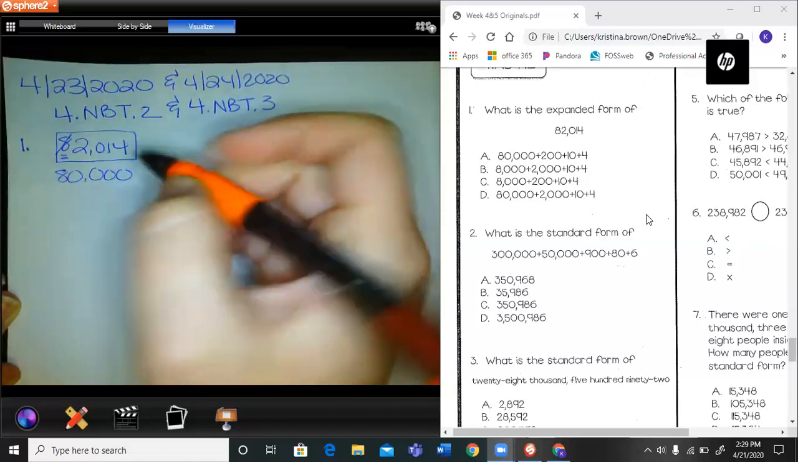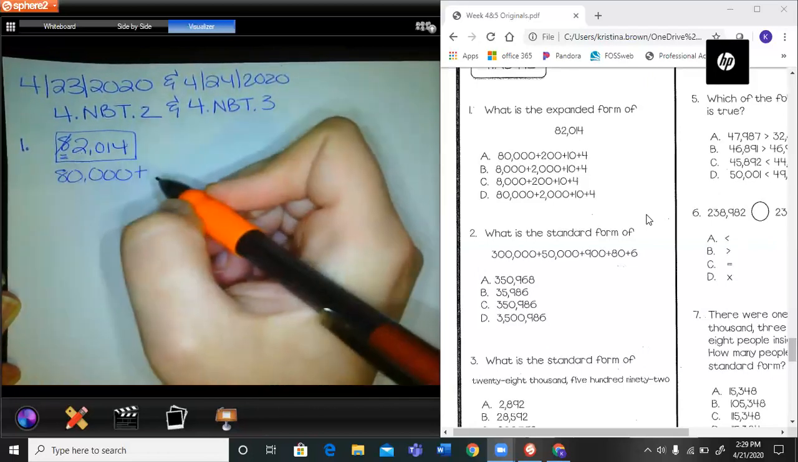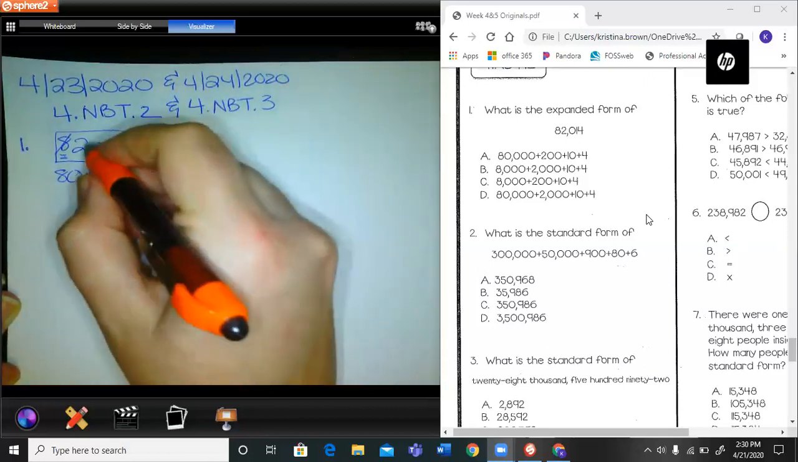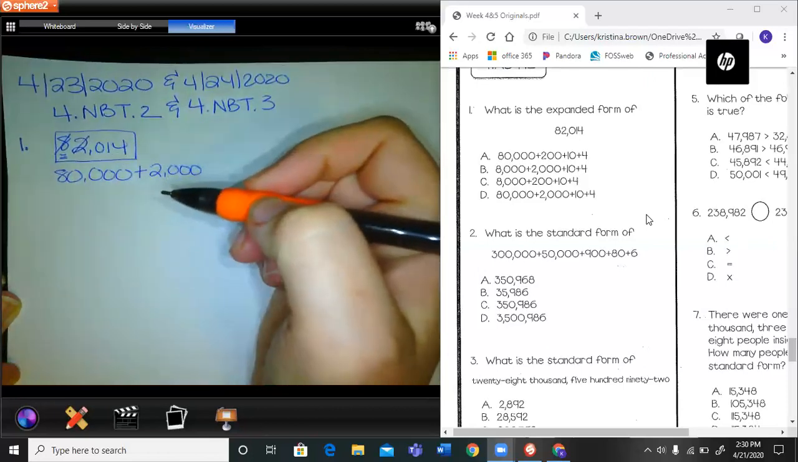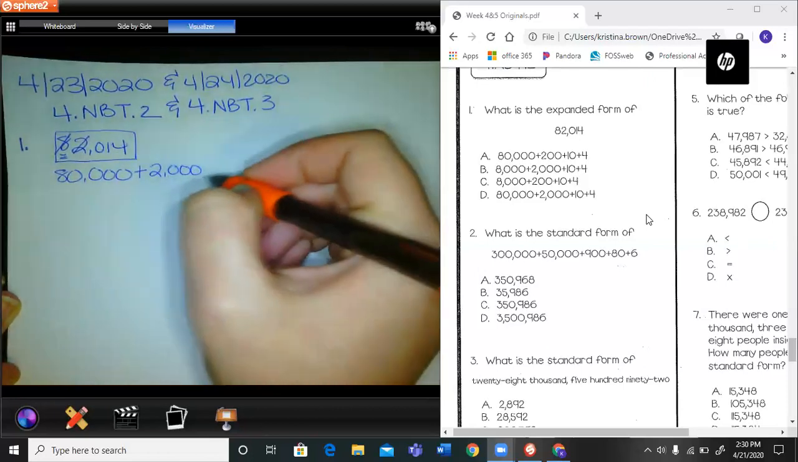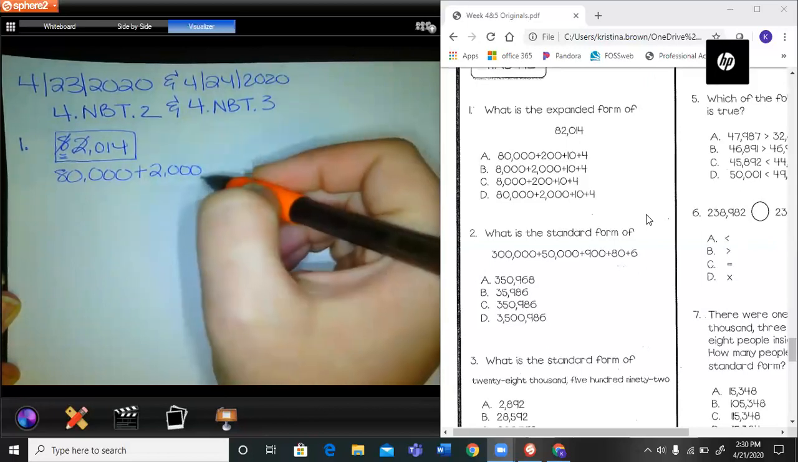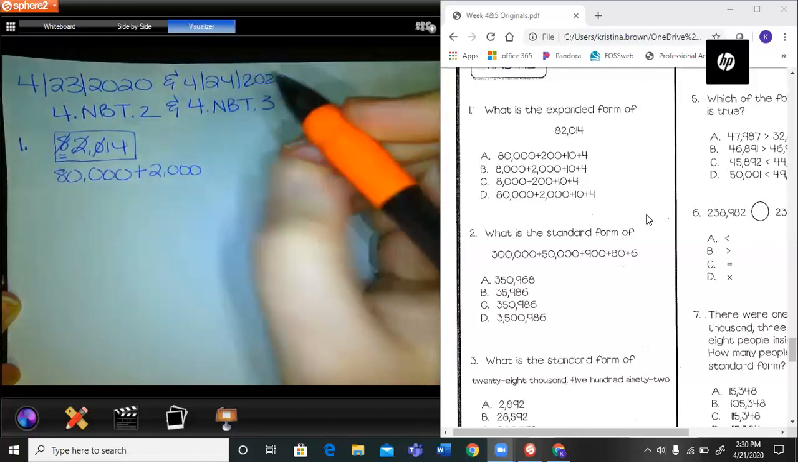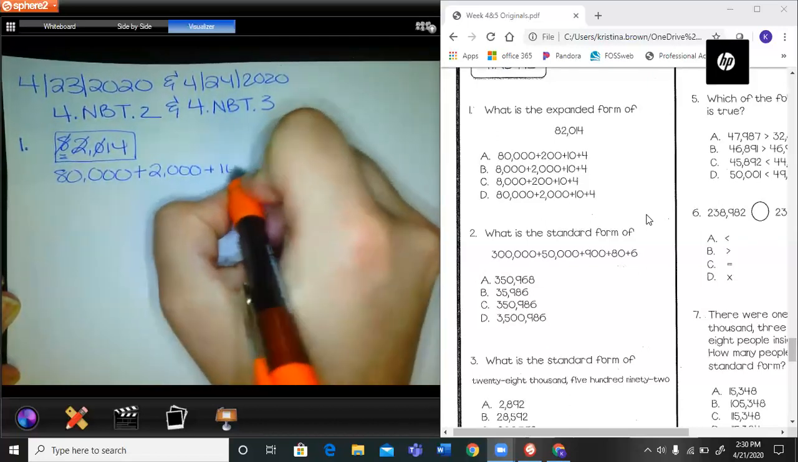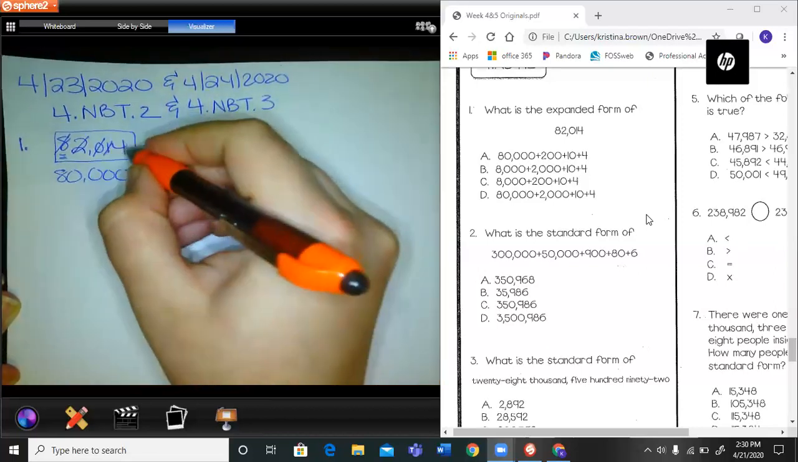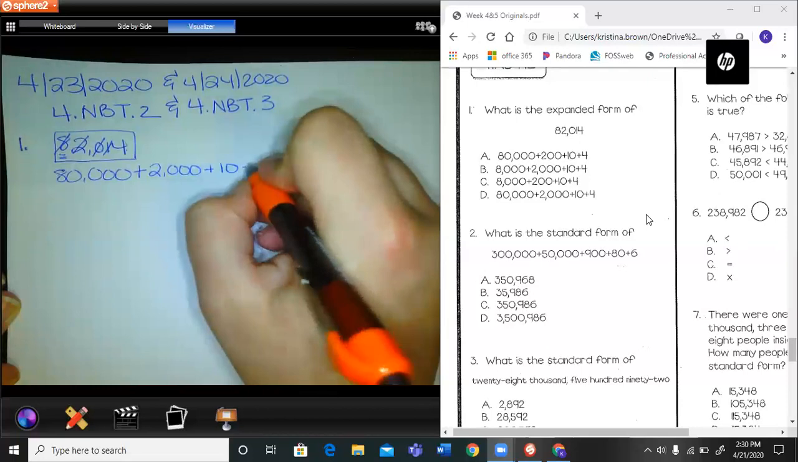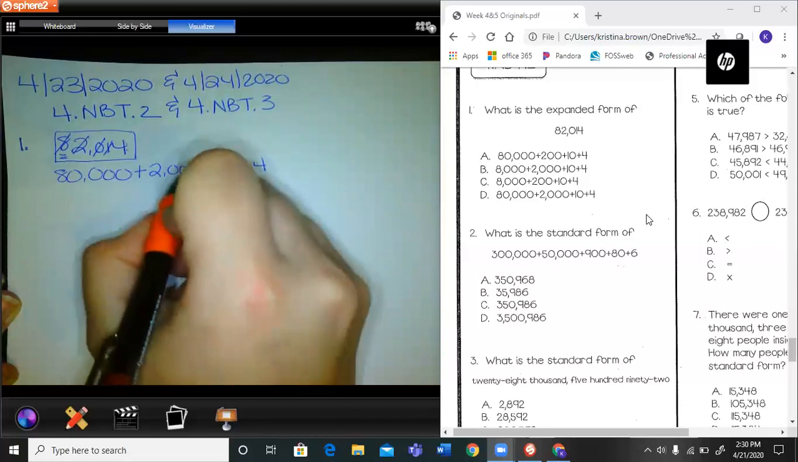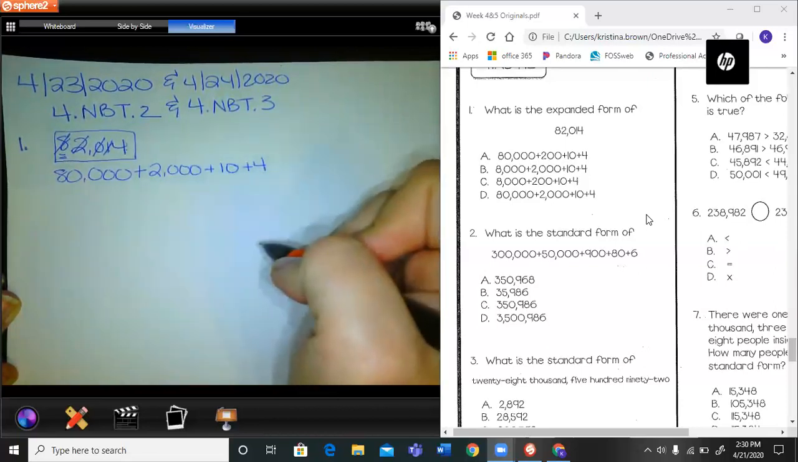If I move over to my next value, I have a 2. It's in the thousands place. So this is going to be 2,000. Move into my hundreds. I don't have anything in my hundreds. I do not need to put anything here. I don't need to put +0, nothing. Leave that part out. Then I move into my tens place. How many tens do I have? I have 1, so I'm going to add 10. And then I have my 4 in my ones place, which is equal to 4. So 80,000 plus 2,000 plus 10 plus 4.